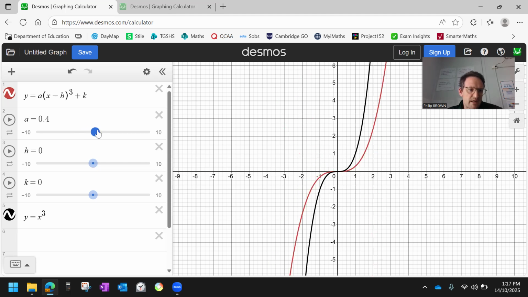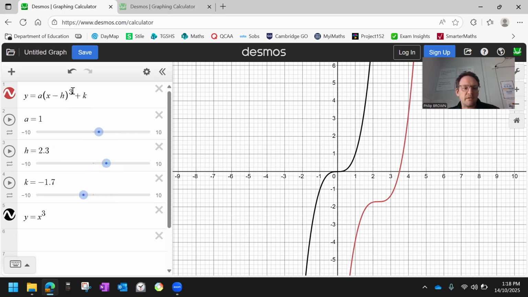Let's go back to A is equal to 1. And then again, H and K, all we're doing is moving H and K. This translates the point of inflection left and right, like so, and then up and down, like so. Okay, and you can do this pretty much with every single type of polynomial. If you do it with a quartic, you just need to make that to the power of 4, a quintic, to the power of 5, etc., etc.